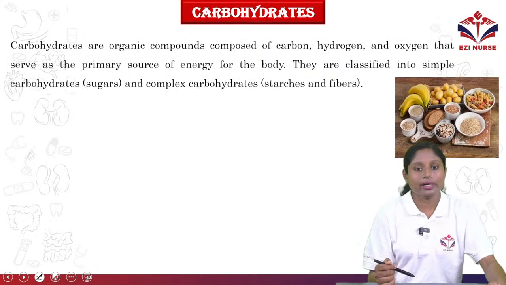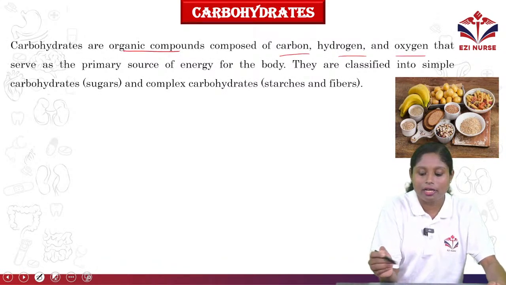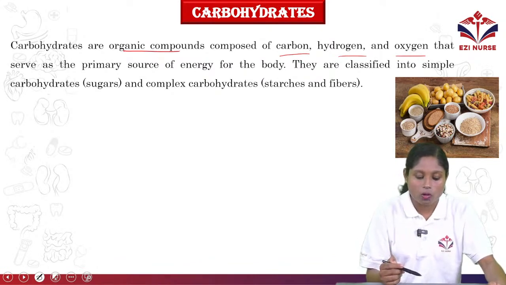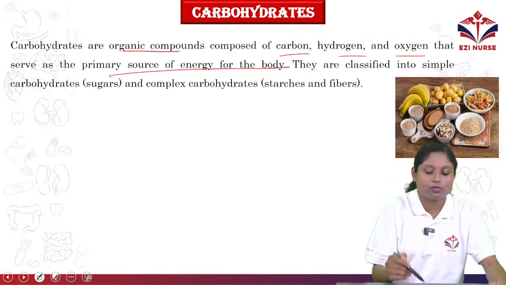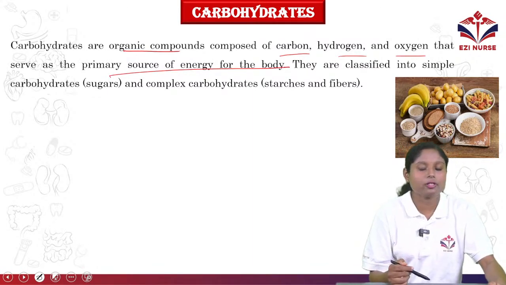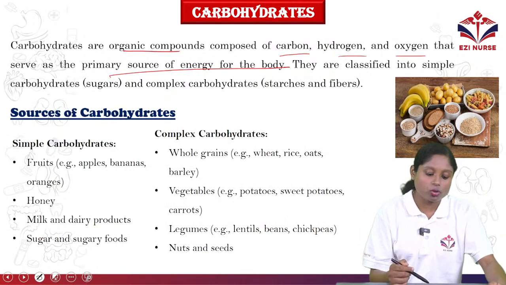So what is carbohydrate? Carbohydrates are organic compounds composed of carbon, hydrogen and oxygen. So it's an organic compound consisting of carbon, hydrogen and oxygen that serve as the primary source for energy in the body. And it's classified into simple carbohydrates, sugars, and complex carbohydrates, starch and fiber. So what are the sources of carbohydrates?